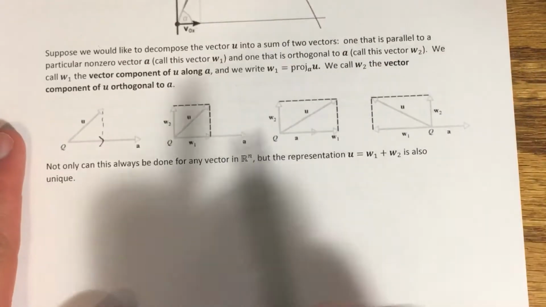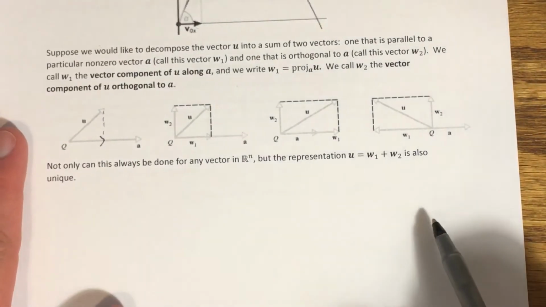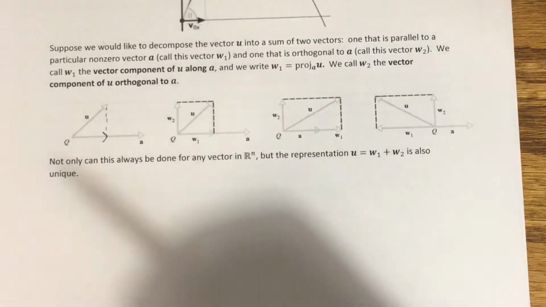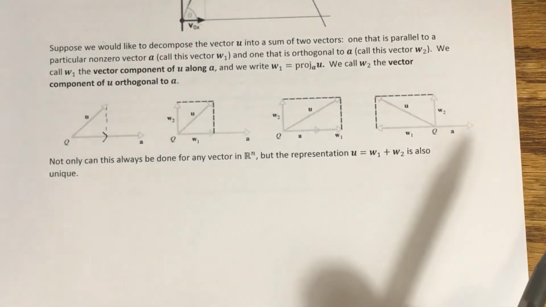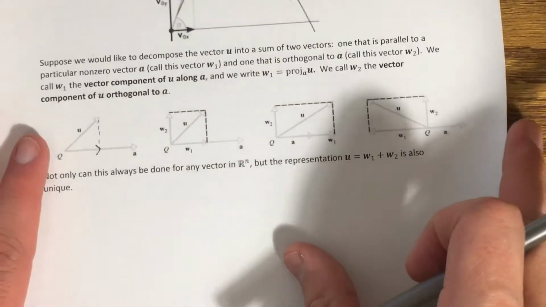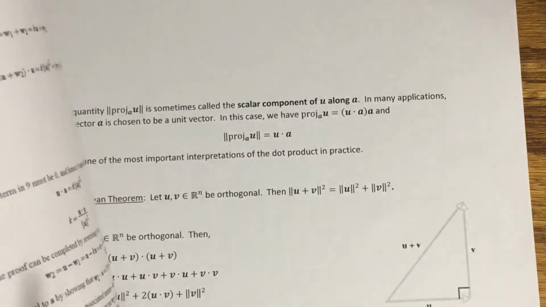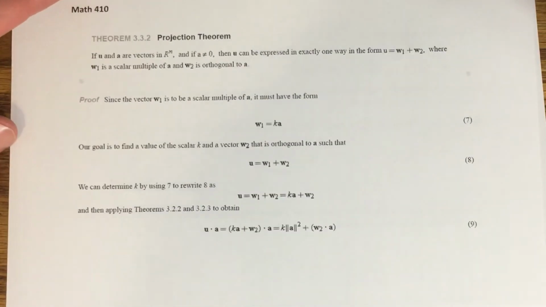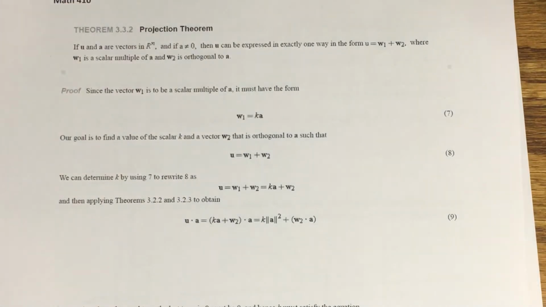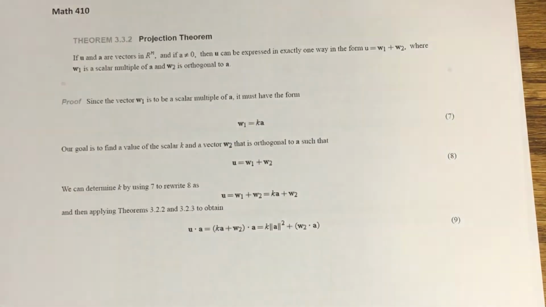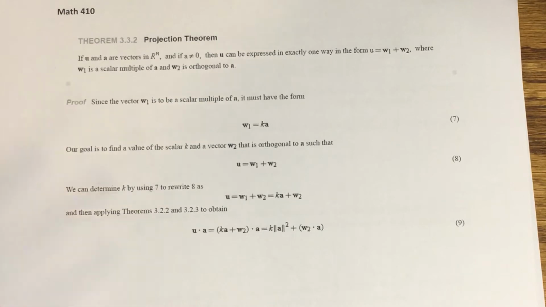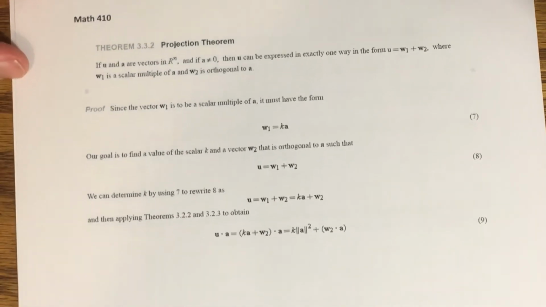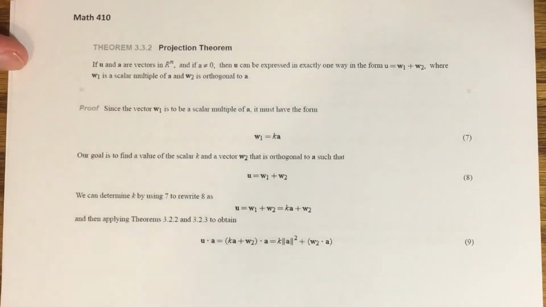So here is the expression that we're looking for. u is going to end up being a sum of W1 and W2, which are going to be orthogonal vectors. So given a vector u, how do we come up with this W1 and this W2? Well, we're going to use a theorem which states the existence and uniqueness of those vectors W1 and W2. And in the process of proving this theorem, we'll automatically come up with a formula for determining them. This proof is straight out of your book, so we're just going to discuss it here to make sure you understand the steps.